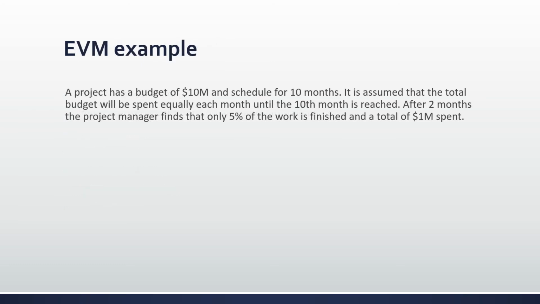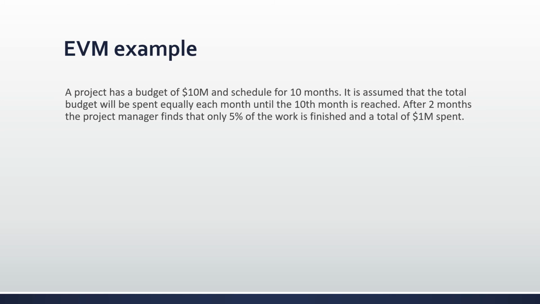So let's go through an EVM example, because I know sometimes throwing out numbers and calculations is a little difficult and it doesn't apply. So let's look at this, for instance. So I'm going to give you an example here. You have a project that has a budget of $10 million and the schedule is 10 months. Now, it is assumed that the total budget will be spent equally each month until the 10th month is reached. So that way you understand that. Okay, it's a little bit easier that way when everything's equal.